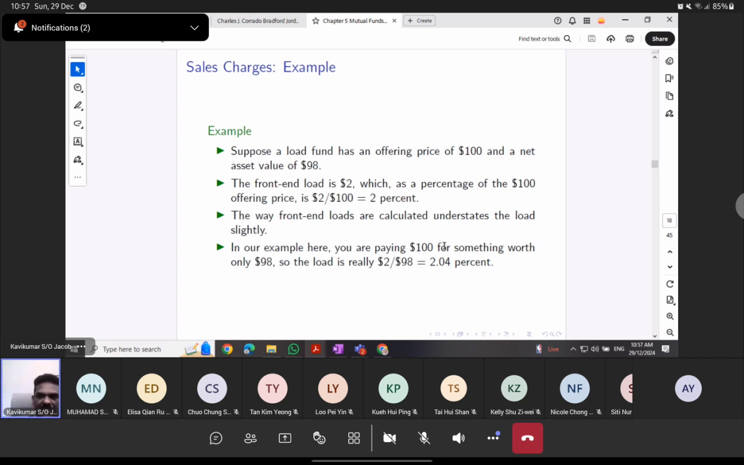In another view, you are paying 100 for something worth only 98. So the load is really 2 divided by 98. The net asset value is 98, but you are paying 100. That is what? 2.04%.